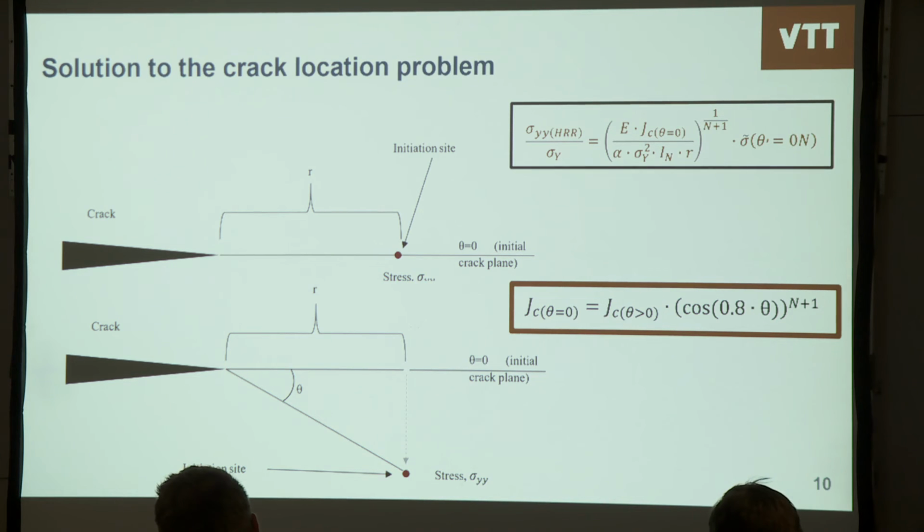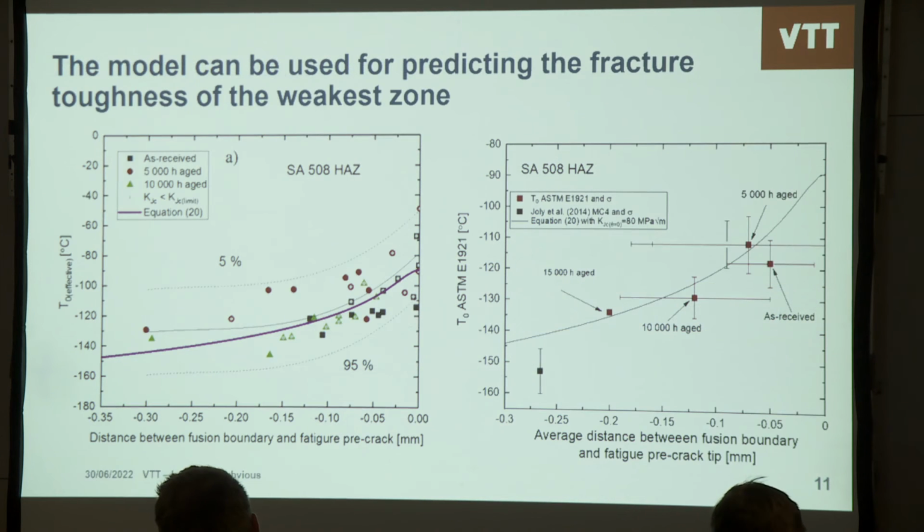And then by applying this, here's some validation. So we have fracture toughness here. It's in a different format, but otherwise it's okay. And then we have distance from fusion boundary, so location of the distance of the crack from the fusion boundary. And then we have the different conditions here. And the black lines, they are best fit based on Excel. And then the prediction that we came up with, it seems to describe rather well.